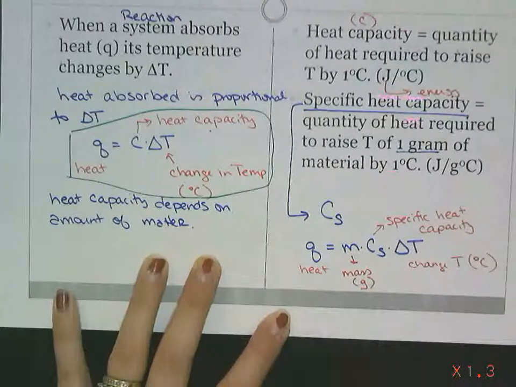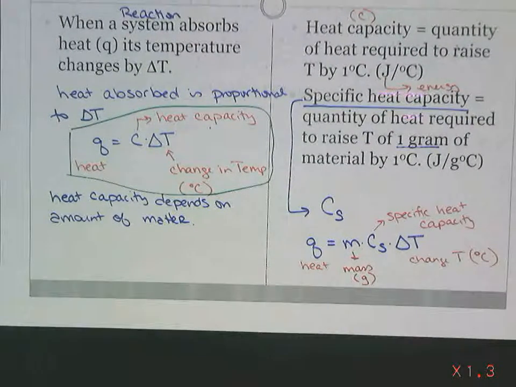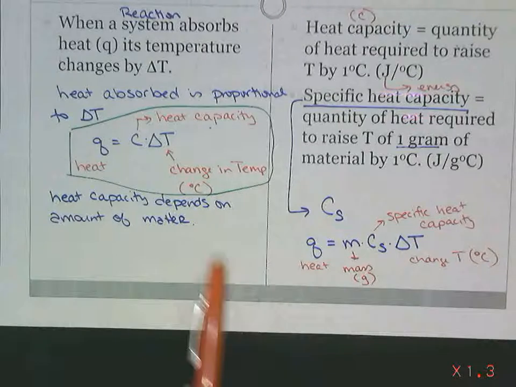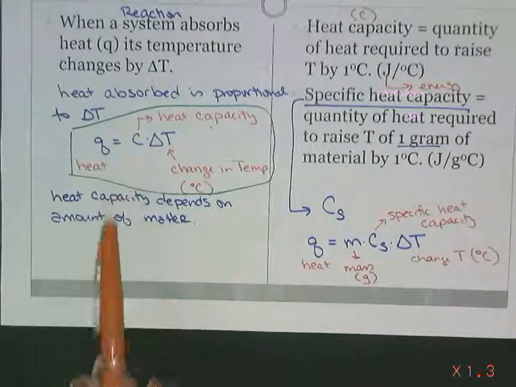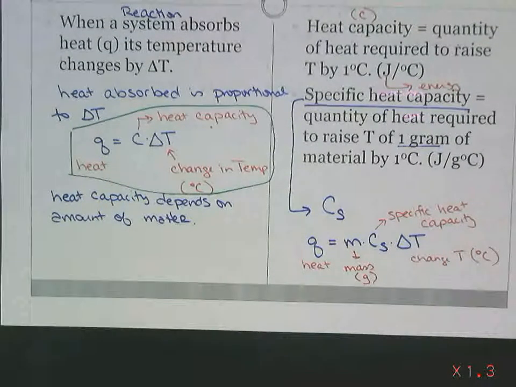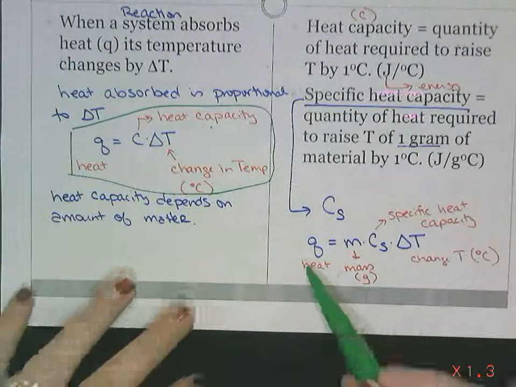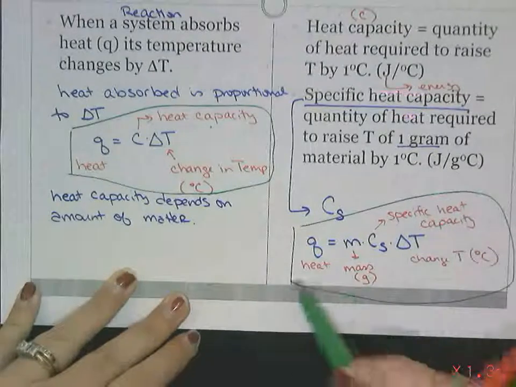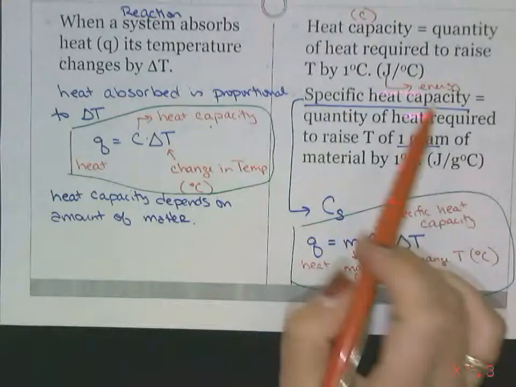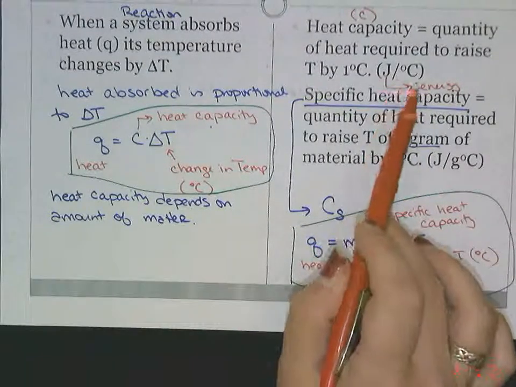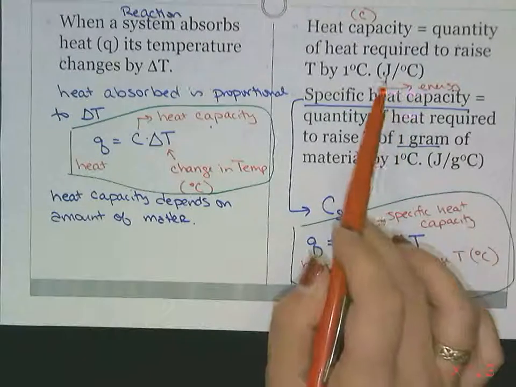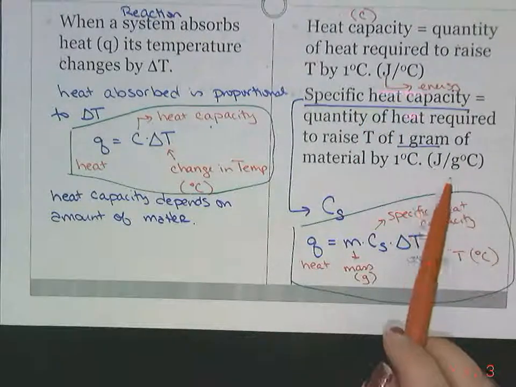So the difference is if I have the overall heat capacity, I'm looking at who knows how much. But if I use the specific heat capacity, I'm looking at a specific amount of matter. Hopefully they'll remember which one is which. The unit should also give it away, right? This one is in joules per degree Celsius, so who knows how much. But this is in joules per gram degree Celsius, so you'd have to know something about the grams to make those units cancel out.